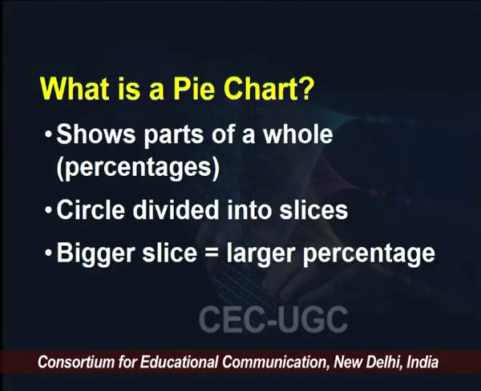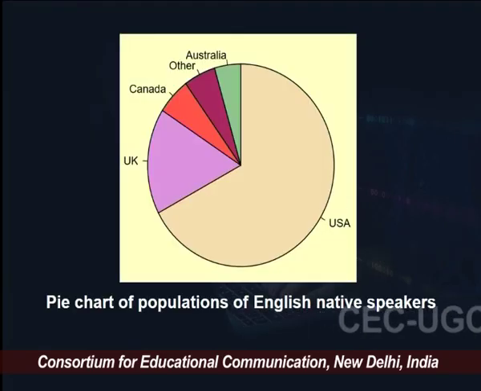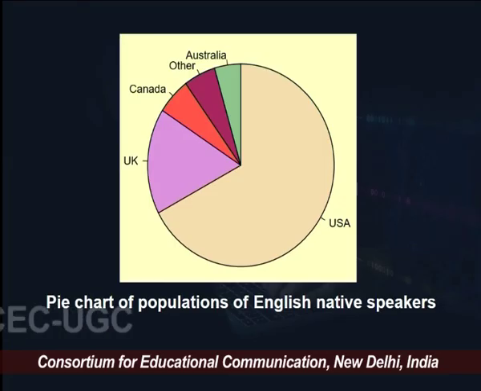So a pie chart is a very different kind of data visualization. It shows parts of a whole. Consider a cake: if you divide a cake into different sections, you get different sizes of pieces. A pie chart shows parts of a whole. Consider a big circle divided into slices. The bigger the slice, the larger the percentage.